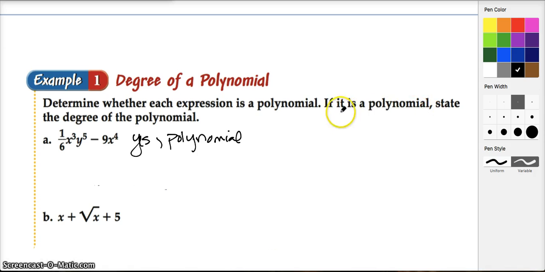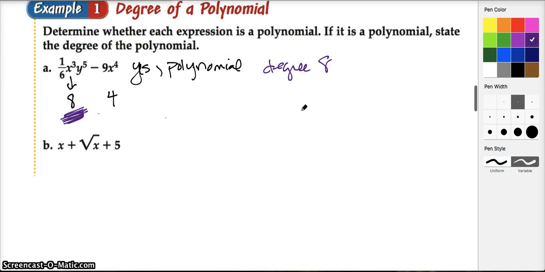And if it is a polynomial, state the degree of the polynomial. Now, the degree of the polynomial, you remember we talked about degree in the last section, degree of the monomial. We add up the number of variables that are being used in whatever term. So the degree of this monomial right here, if I just look at this one, is 8. And the degree of this one is 4. So the polynomial always takes the degree of the largest monomial. So the degree of this polynomial is 8. So I'll just write degree 8.